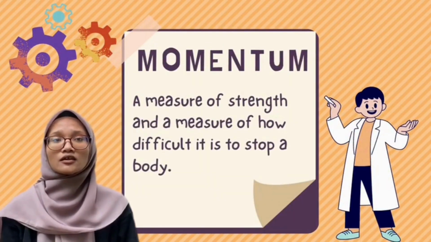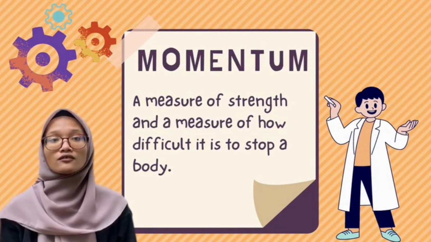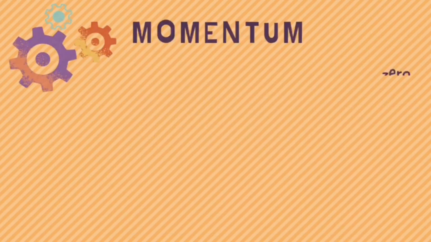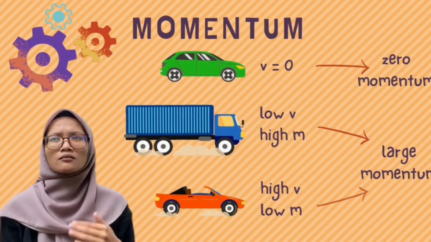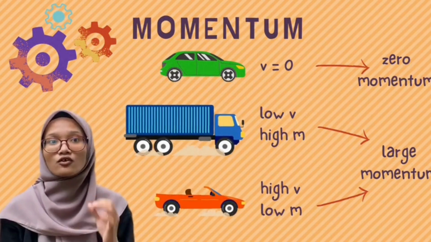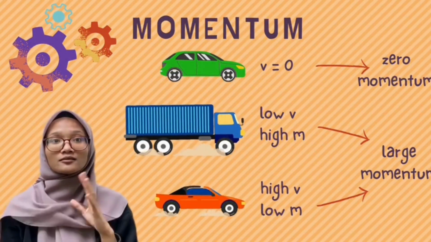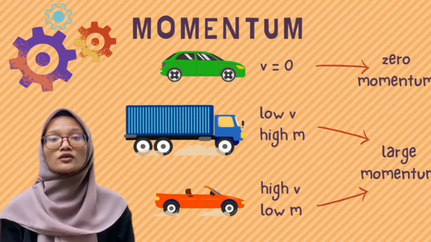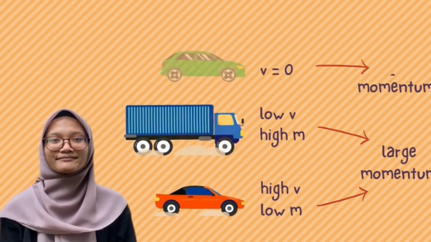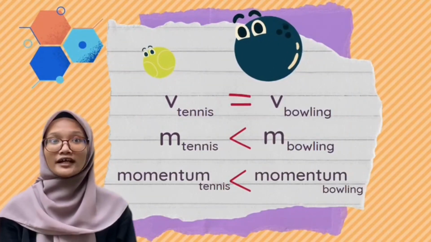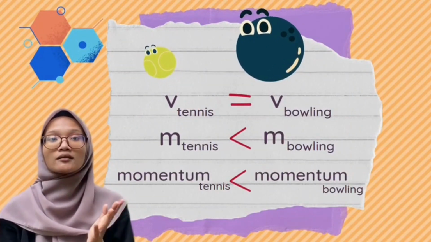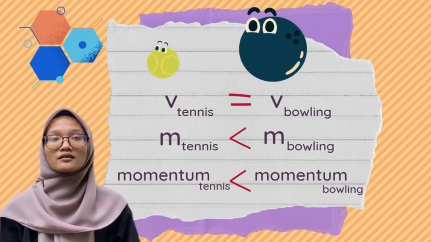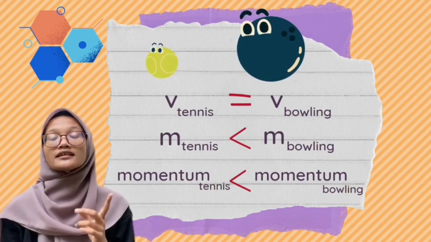Momentum is a measure of strength and a measure of how difficult it is to stop a body. A body that is not moving has zero momentum. A slow-moving large body has a large momentum, and a fast-moving small body also has a large momentum. For example, if a tennis ball and a bowling ball have the same velocity, then the bowling ball has a greater momentum because it is more massive than the tennis ball.